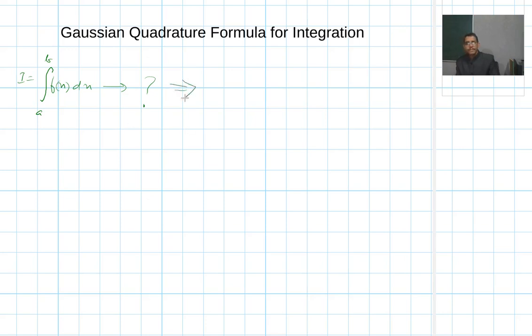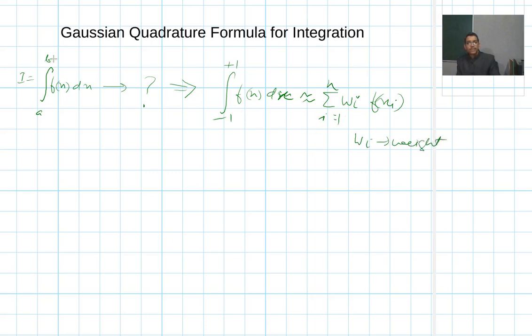Let us reframe this integral in a new form, that is, the integral from -1 to +1 of f of x dx, which can be approximated as the sum of wi f of xi, where i varies from 1 to n, right? And here this wi is known as the weight.